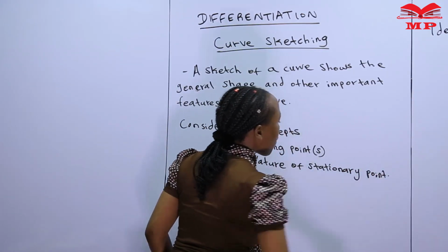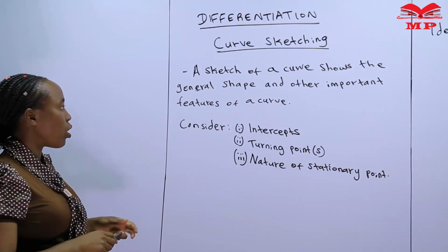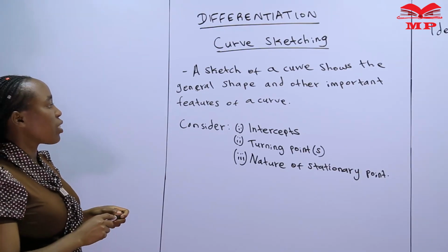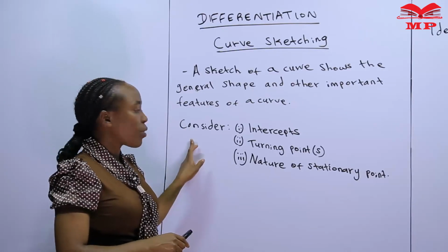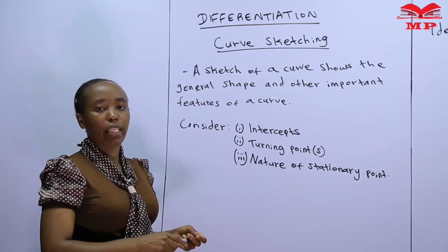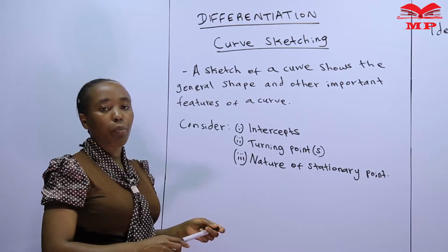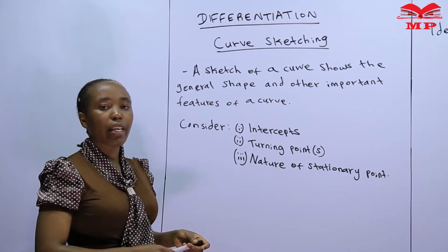Is it a maximum? Is it a minimum? Or is it a point of inflection? So a sketch of a curve shows the general shape and other important features of a curve. And when sketching, we consider the intercepts, that is both the x and the y intercept, and the turning points. We also consider the nature of the stationary point.